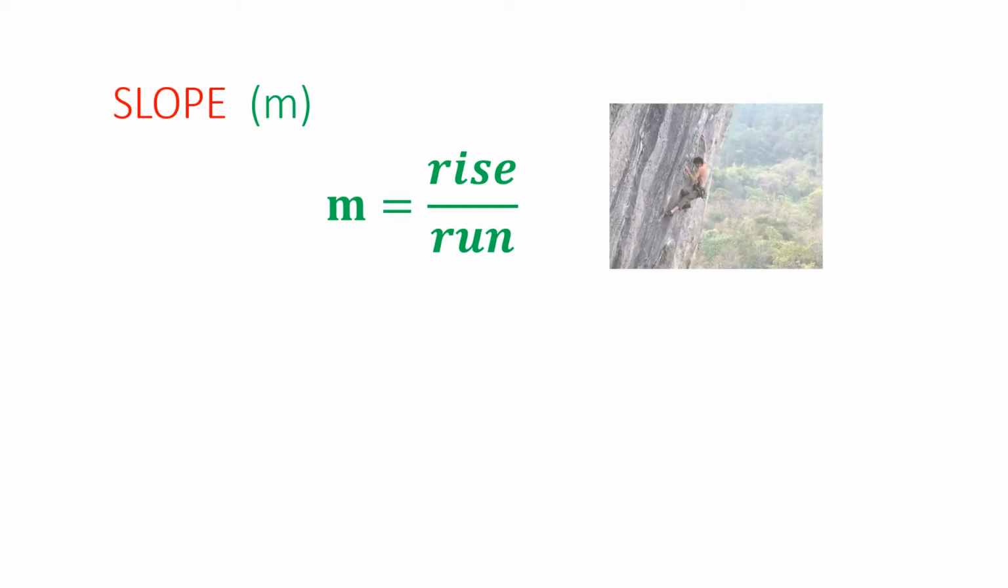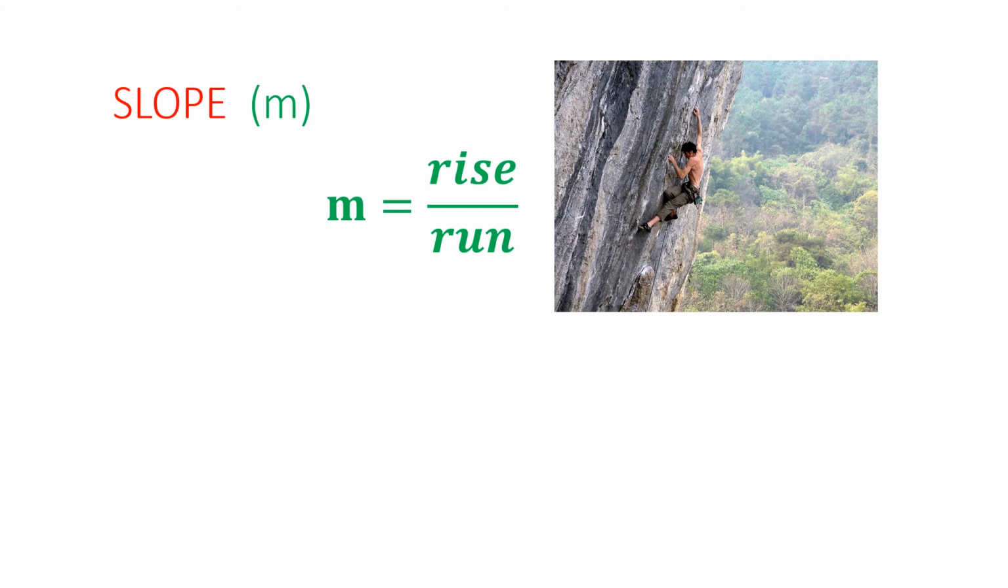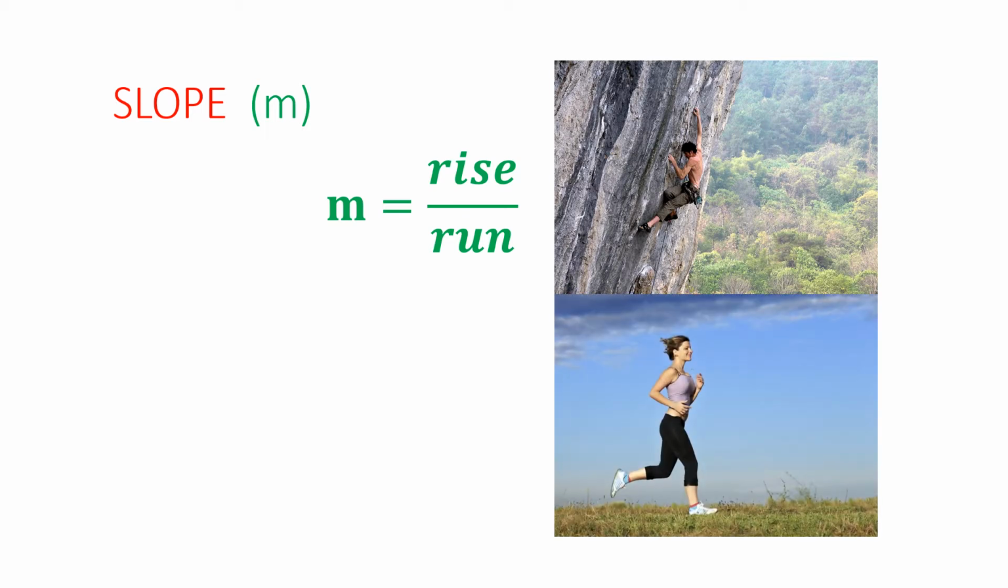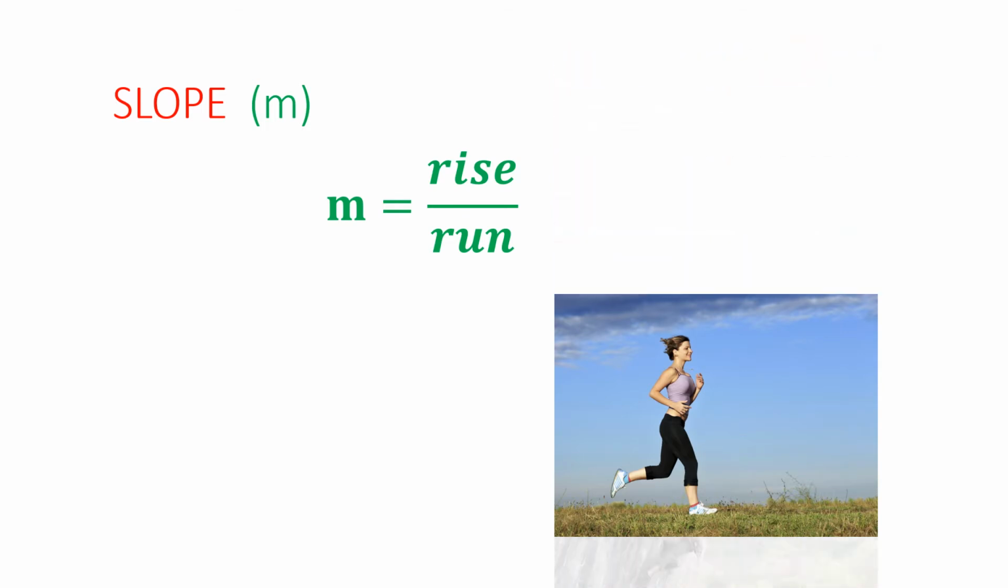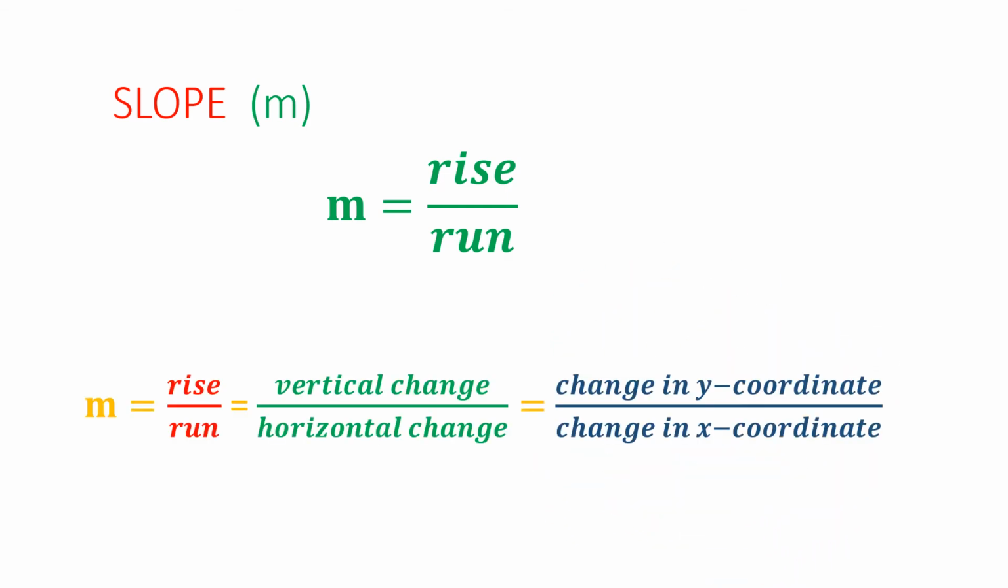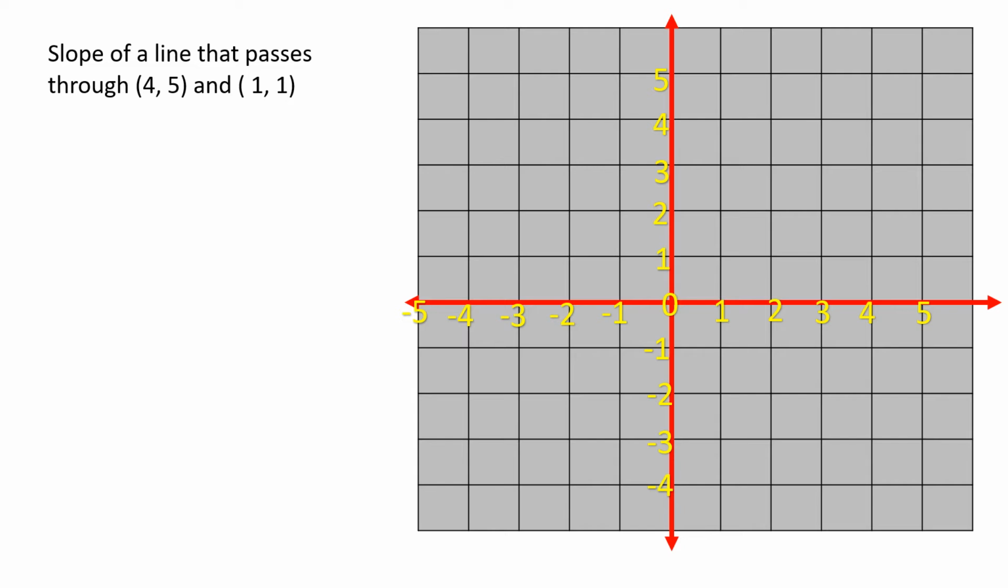If we say rise, that is the change on vertical. So that is either going up or going down. And if we say run, that is the horizontal change. So it's either going to the right or going to the left. So we define the slope as the rise over run or the vertical change over the horizontal change. So if we say vertical change, that is the change in y coordinate, and the horizontal change is the change in x coordinate.